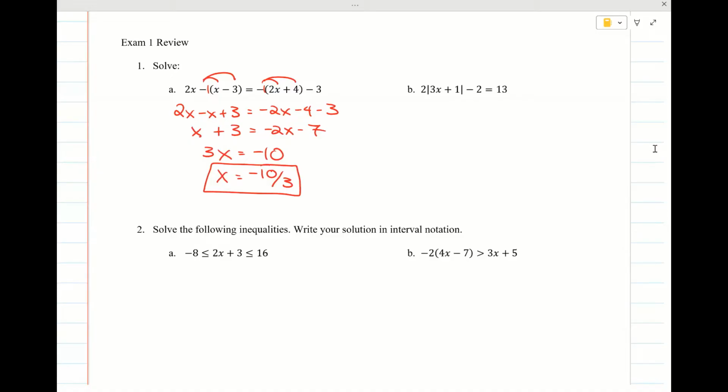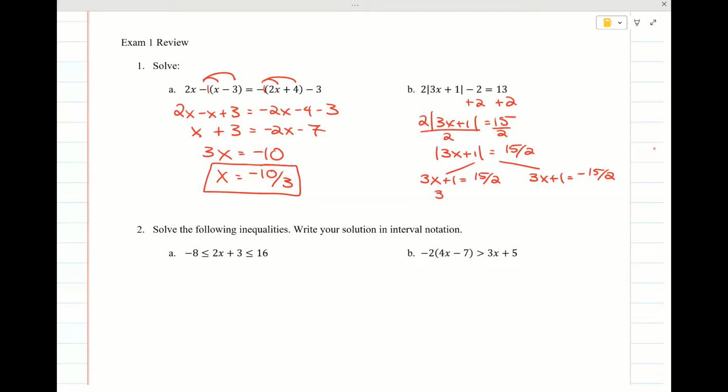For the second problem, when we're solving absolute value, we want to isolate the absolute value. So first thing we could do is add 2 to both sides, and then divide by 2. We get the absolute value of 3x plus 1 is equal to 15 halves. And then once the absolute value is by itself, we keep one side exactly the same, and the other side we take the opposite of the right.